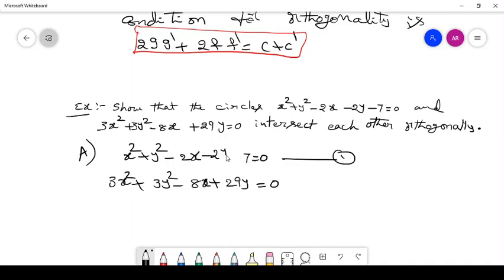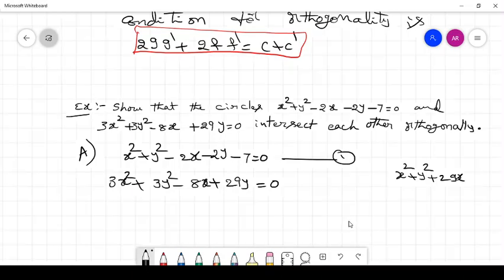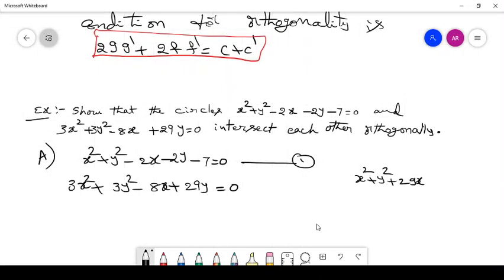This is the first circle, x square plus y square minus 2x minus 2y minus 7 is equal to 0. This is the equation of the second circle. The general equation of the circle is x square plus y square plus 2gx plus 2fy plus c is equal to 0, but this is not in that form, because here x square and y square have coefficients.